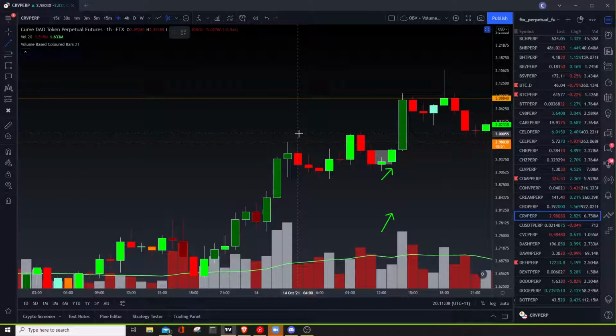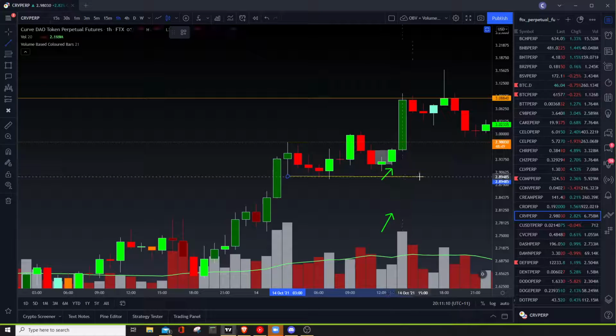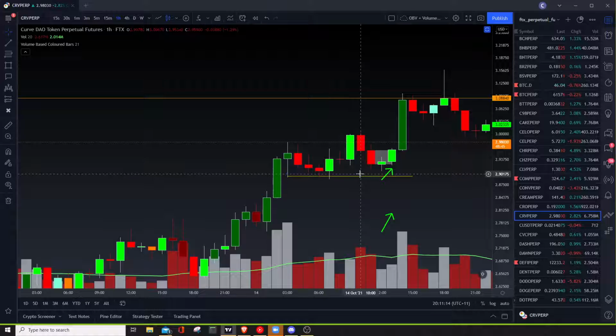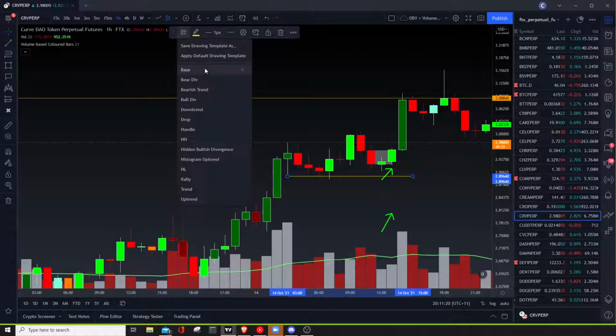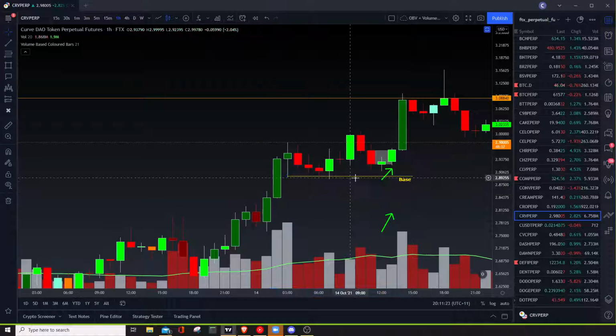Okay, so what I like to do is I like to put a base in. So when there is a rejection, right, so we'll call that the base, and I'm happy to put a limit order on the base, right? So I put an order at this level, right?